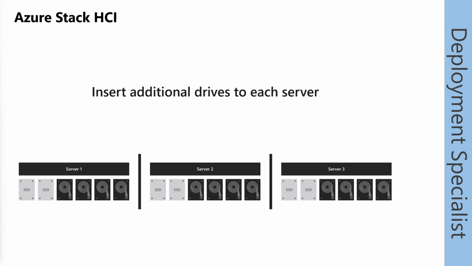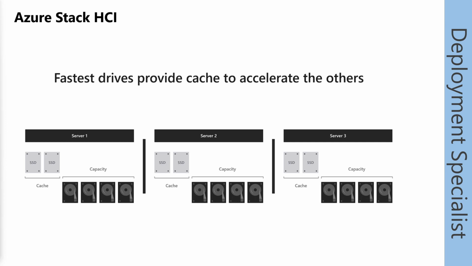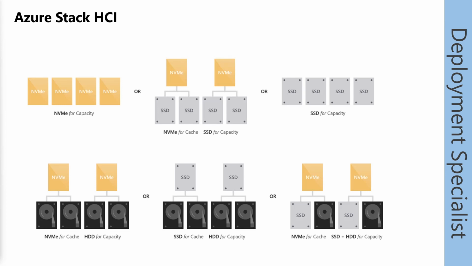When we are combining hard disk drives and flash drives, then the flash drives will be selected as cache drives and the hard disk drives will be configured as capacity drives. If we combine different flash types, for example, NVMe and SSD, then also the faster flash tier will be configured as cache. So here we can see some possible drive configurations. What we see here is always the minimum configuration for one server.